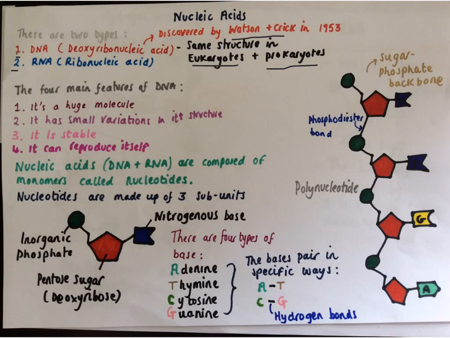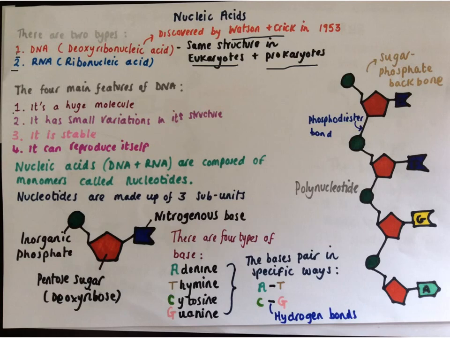DNA has unique properties that make it key to all life on Earth. There are 4 main features of the molecule. The first is that it is a huge molecule, meaning that it can store vast amounts of information in a relatively small volume, i.e. the nucleus. The second is it has small variations in its structure. These variations can act as the simple genetic code. However, these variations also mean that the DNA is different in different organisms.